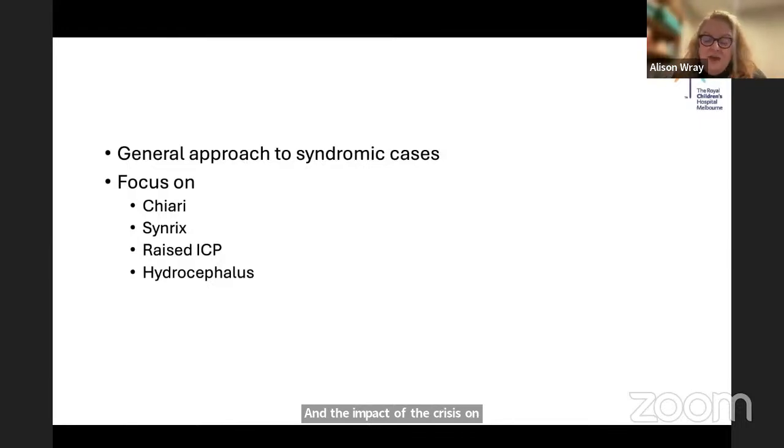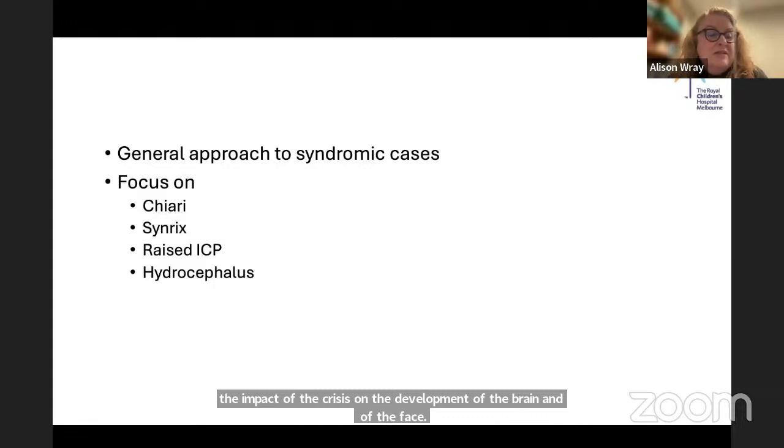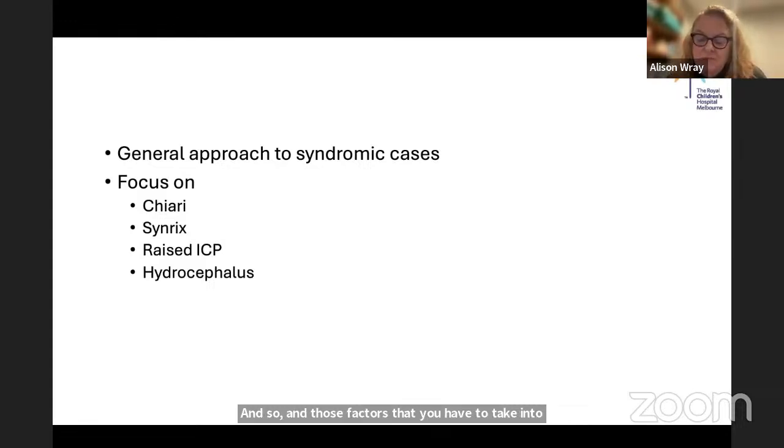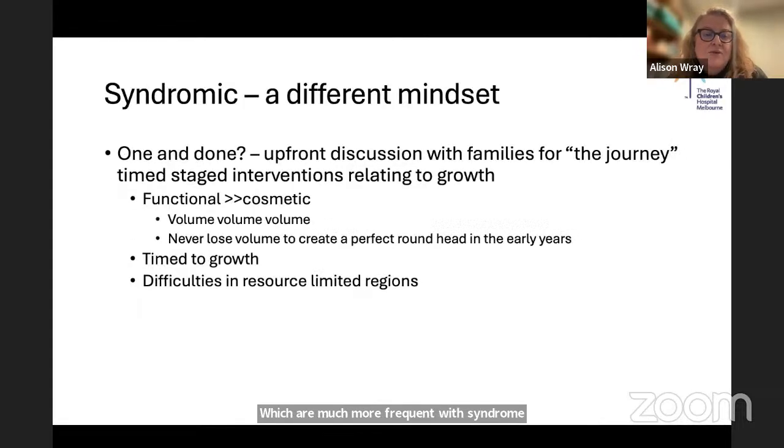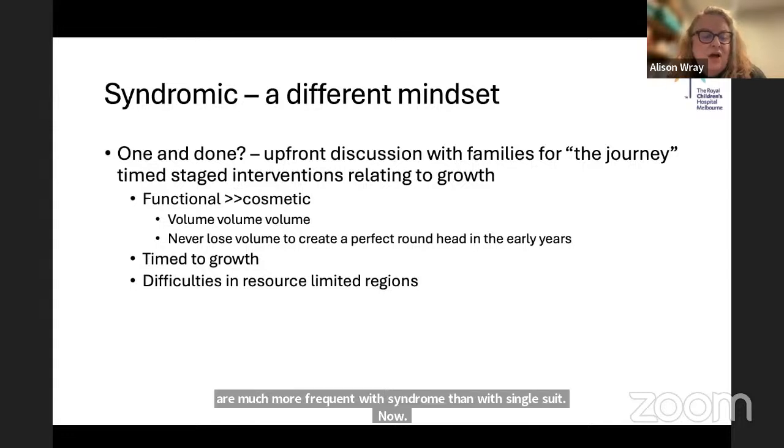And those factors that you have to take into account. In particular, we're often struggling with the problems of Chiari and syrinx, raised pressure, and hydrocephalus, which are much more frequent with syndromic synostosis than with single suture. So really, we have to come into it with a different mindset.